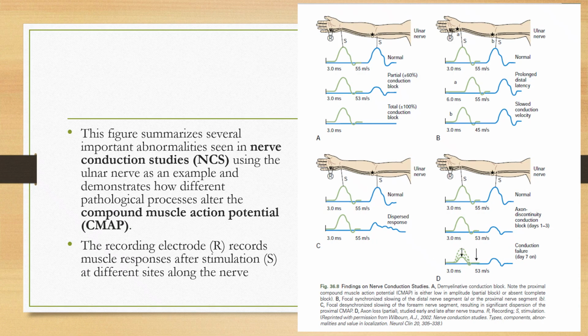This figure summarizes several important abnormalities seen in nerve conduction study, using the ulnar nerve as an example, and demonstrates how different pathological processes alter the CMAP. The recording electrode R records the muscle responses after stimulation S at different sites along the nerve.